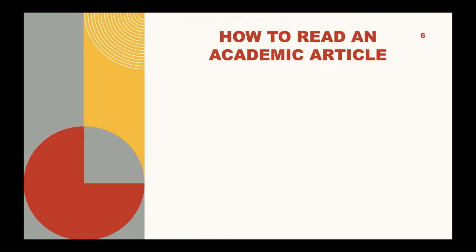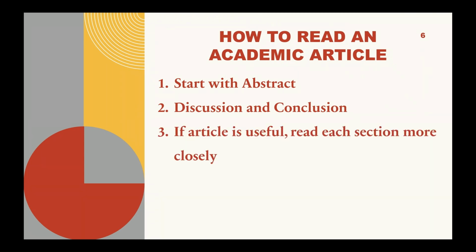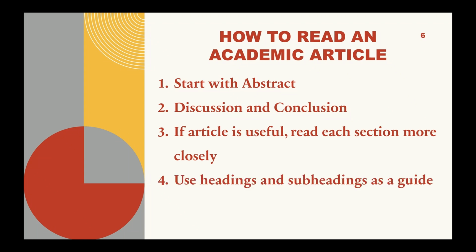How do we read an academic article? Start with the abstract. Look for keywords and assess the article's usefulness to your work. Next, move to the discussion and conclusion to further assess the article. Then, read the rest of the article more closely if it's useful for your work. Use headings and subheadings to help guide you. Use the reference section to find more potential sources.